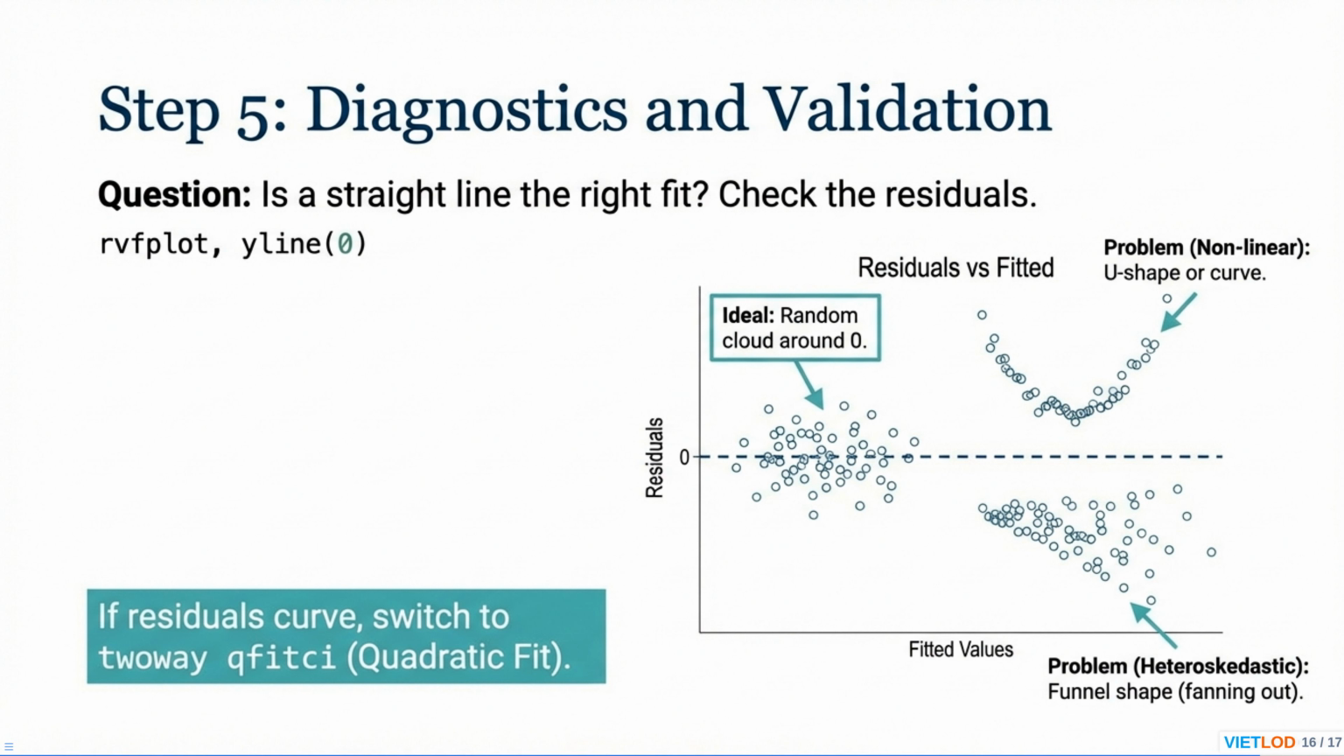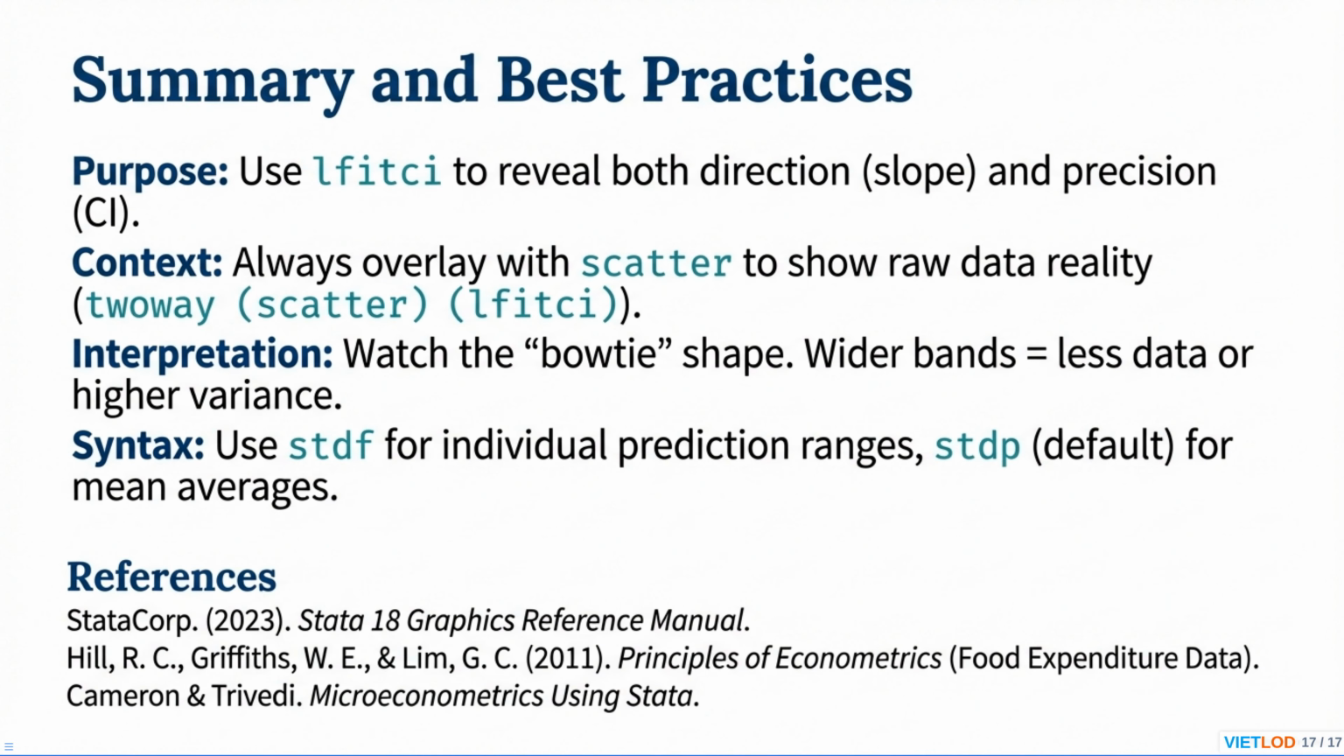However, if we observe a U-shaped or curved pattern in the residuals, it signals a nonlinear relationship that our linear model isn't capturing. In such a case, we should consider switching to a quadratic fit, such as using the twoway qfitci command, which was mentioned earlier. Another common issue is a funnel shape, where the spread of the residuals either increases or decreases across the fitted values. This pattern indicates heteroskedasticity, violating a key assumption of ordinary least squares regression, suggesting our standard errors and confidence intervals might be unreliable.